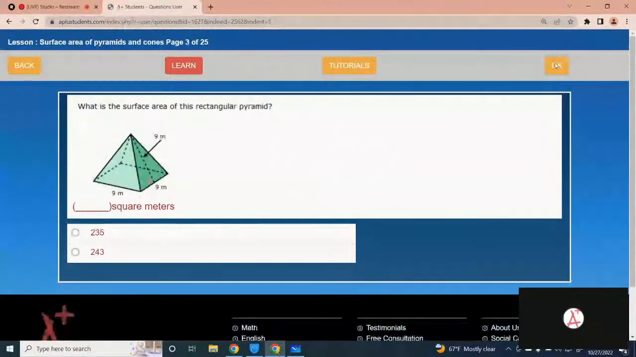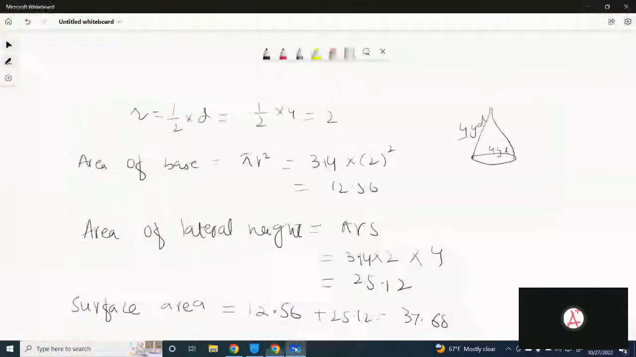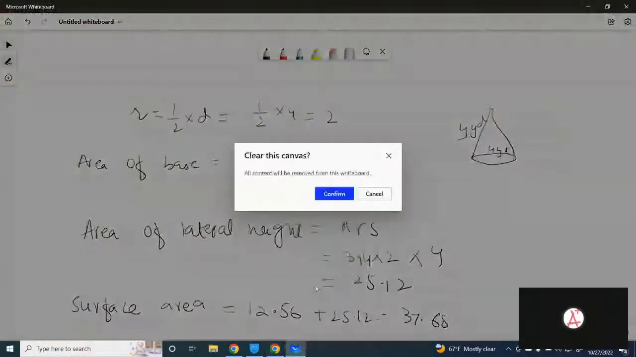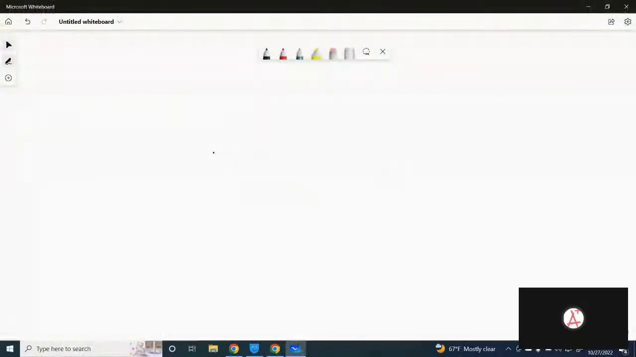Okay, the next one is the area of the rectangular pyramid. Okay, now it is a rectangular pyramid. It has four triangular sides and a base that is square. Got it? Let's start with finding the area of the rectangular pyramid. So it has four triangular faces. Let me draw the triangular faces.